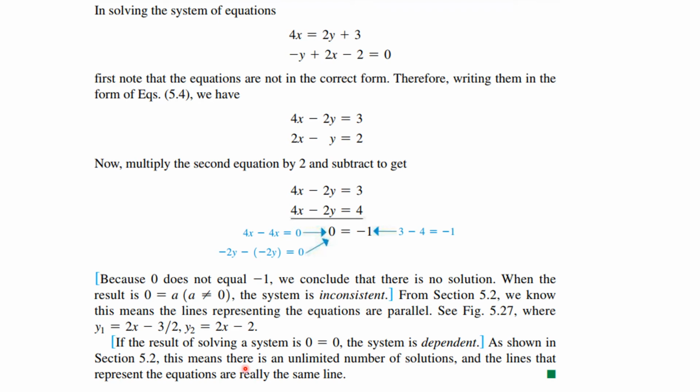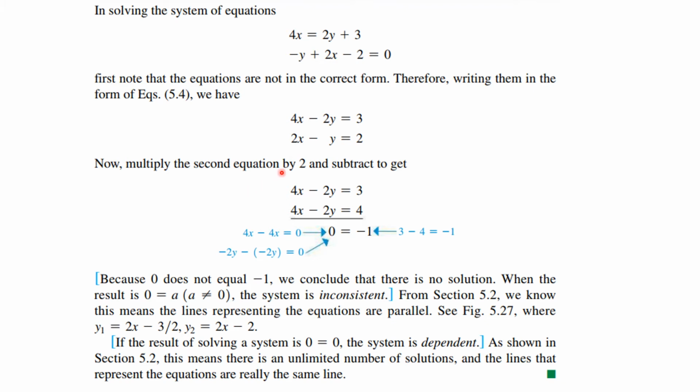Sometimes we have to rearrange things in order to solve a system of equations. For example, this system is not in the form that we want, where we had the x's and then the y's and then the constants on the other side. So we have to reorganize this into this form before we solve it. But once we do, we can go ahead and solve or try to solve this problem.